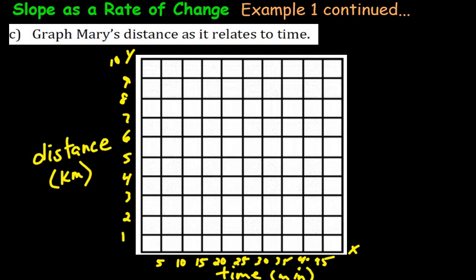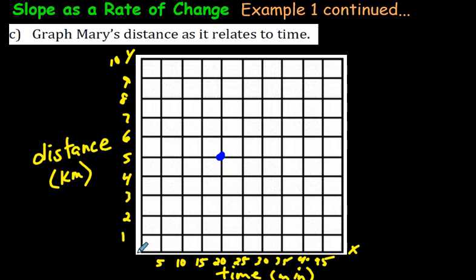It is a huge mess. I'm going to use a blue pen for this. So we know that she ran 5 kilometers, and she ran that in 20 minutes. So 20 minutes, 5 kilometers. I'm going to put a dot right here.